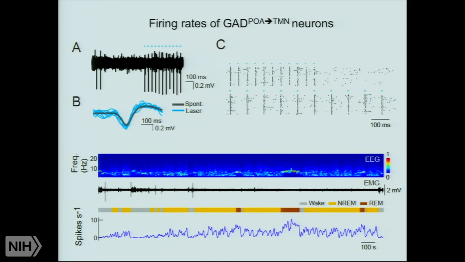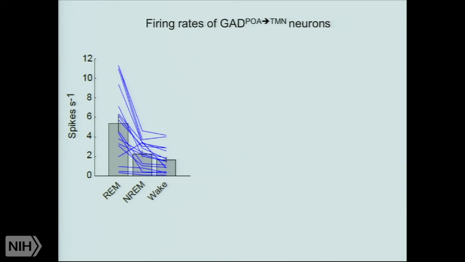Okay, and then we did recording, again optogenetic tagging and recording, right? This is just to show that we identified a GABAergic neuron projecting to the TMN using this optogenetic method. And then here's the recorded firing rate. Here is just one example. And this is a summary of, I think, 17 identified neurons, the GABAergic neurons projecting to the TMN. You can get an idea that they're really active during REM and intermediate during non-REM, but they're least active during wake, right? So this is kind of what we're hoping for.